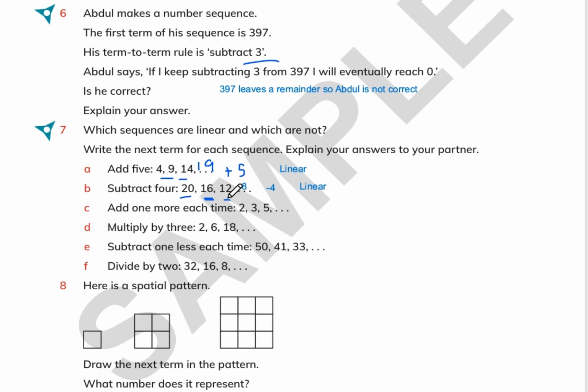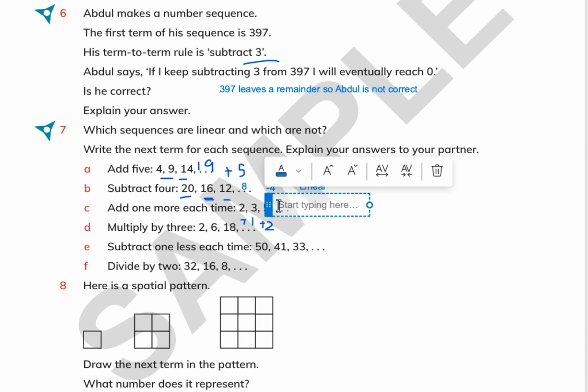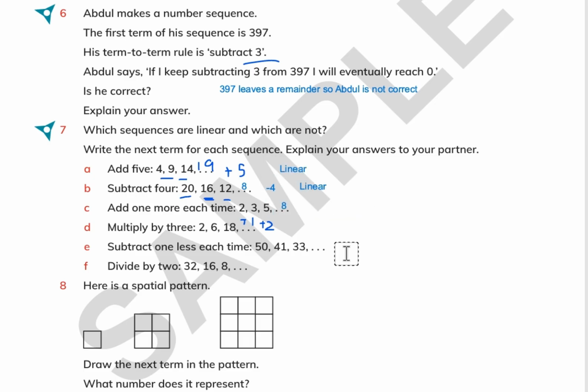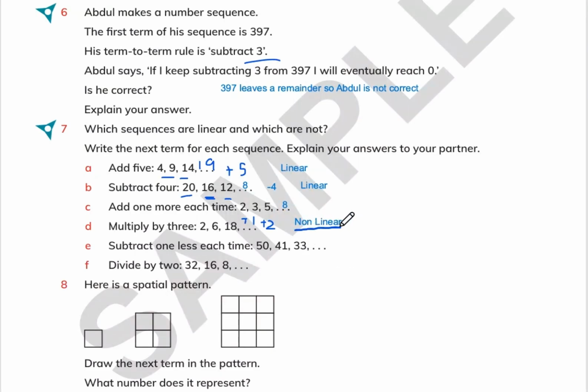Add one more each time. Here we have to add one more number each time. For example, here you can see the difference is plus 1, and then here it is plus 2. So next time we will have to add 3. So the next term will be 8, and this is a non-linear sequence.